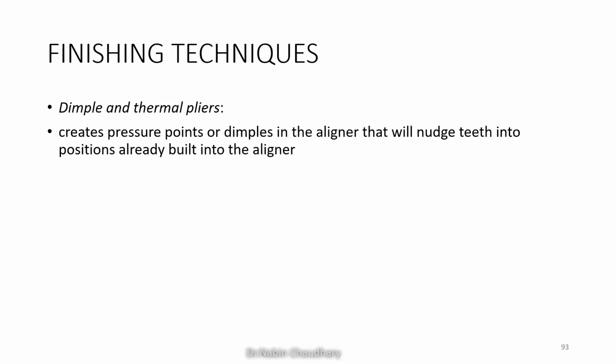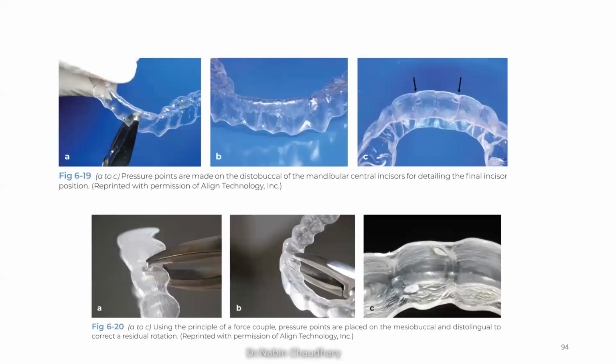So during the finishing, various pliers are used, and this generally includes the dimple and thermal pliers, which are utilized during the finishing stages. These pliers create pressure points, or dimples, in the aligner, and this will push the teeth into the positions which are already built into the aligners. Through the use of this plier, we can place the pressure point. For example, in this case, the pressure points are placed on the distal aspect of the incisors, and this can be used to move the teeth into the desired position during the finishing stage.